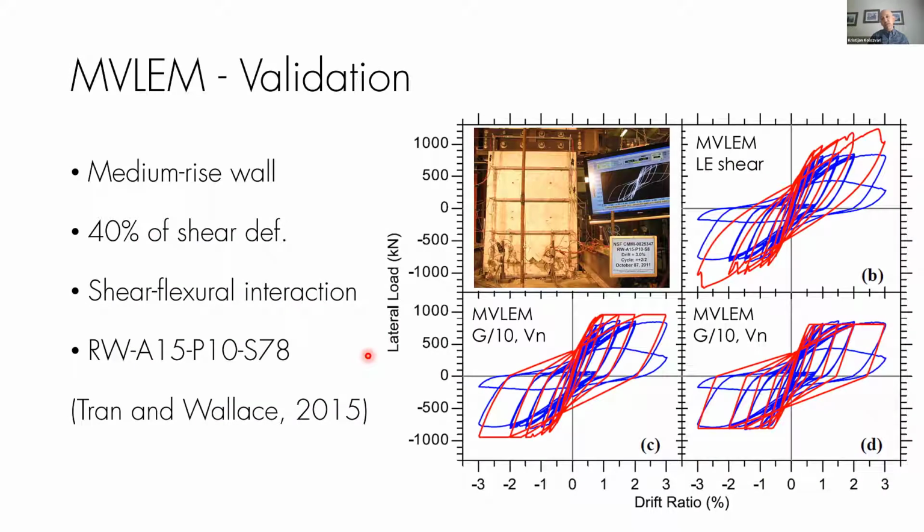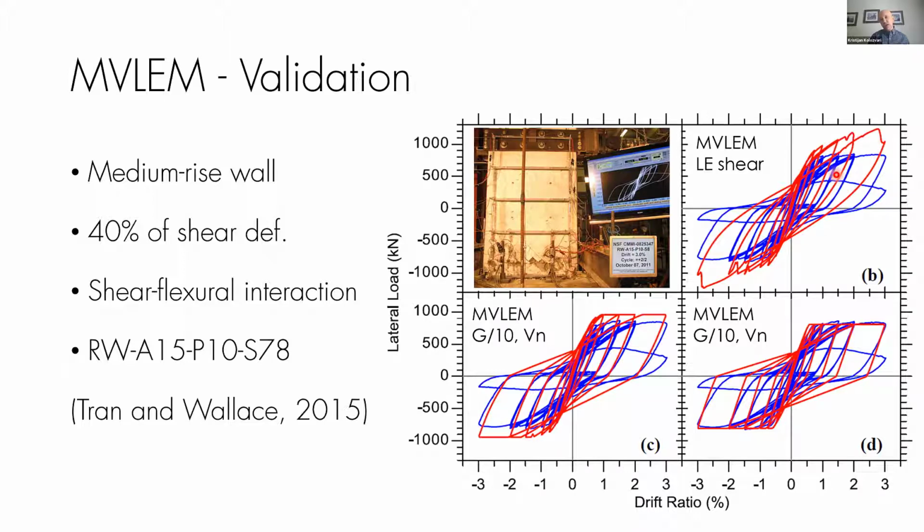However, when you try to model, say, a medium-rise wall that has a significant contribution of shear deformations, this model may not be the most appropriate one. Here we have three results that differ in the way the shear spring was modeled. If you use linear elastic shear, you will get something like this, where you are basically overestimating the capacity.